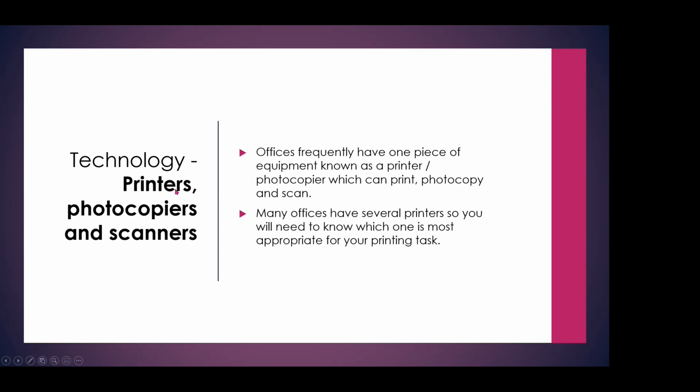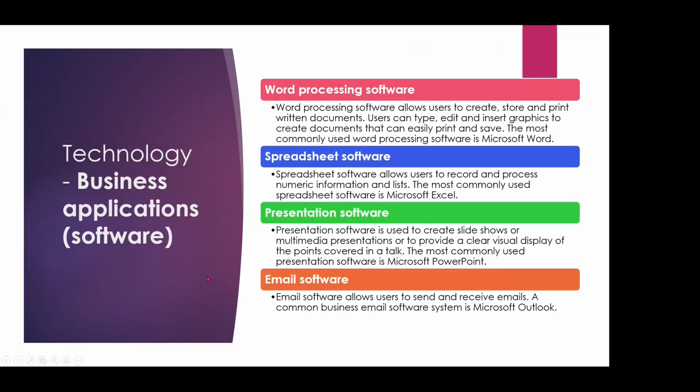So a printer prints out information from a computer. A photocopier will make copies of items that you have in your hand, and a scanner is actually going to scan the image into the computer so that it can be sent or used in the computer.